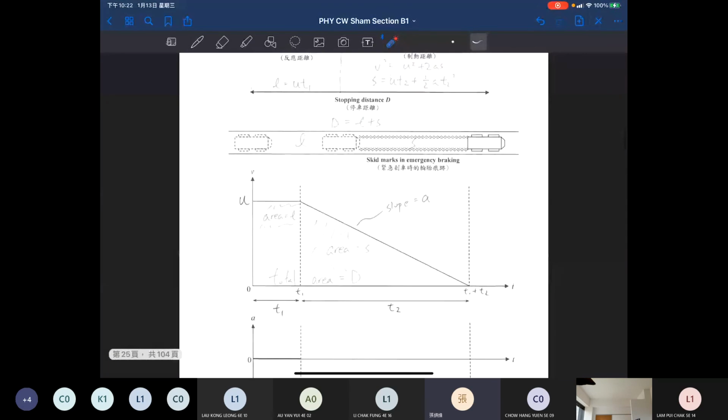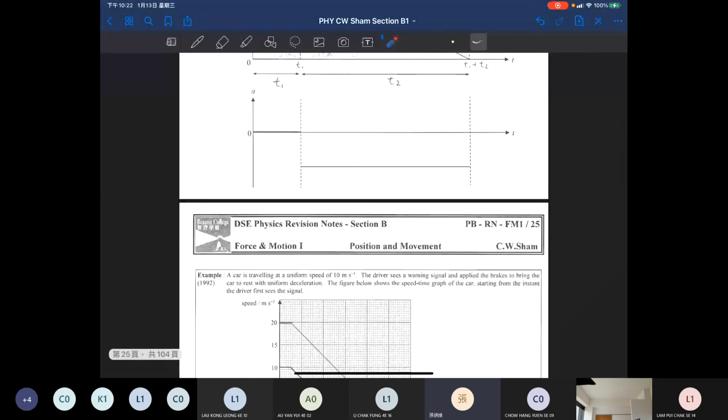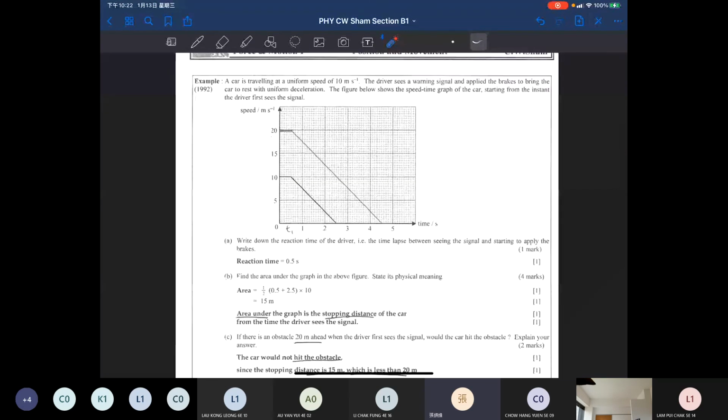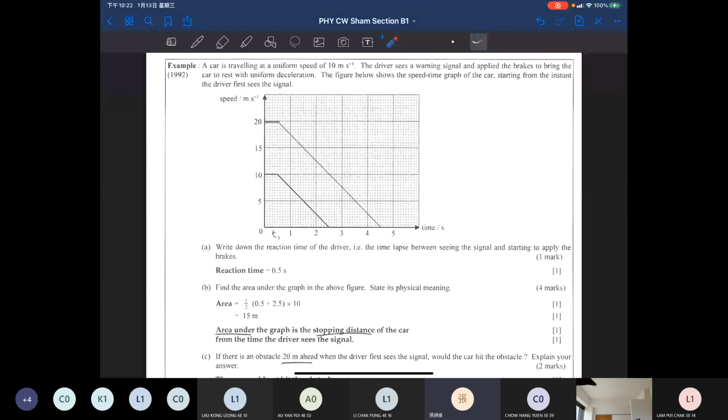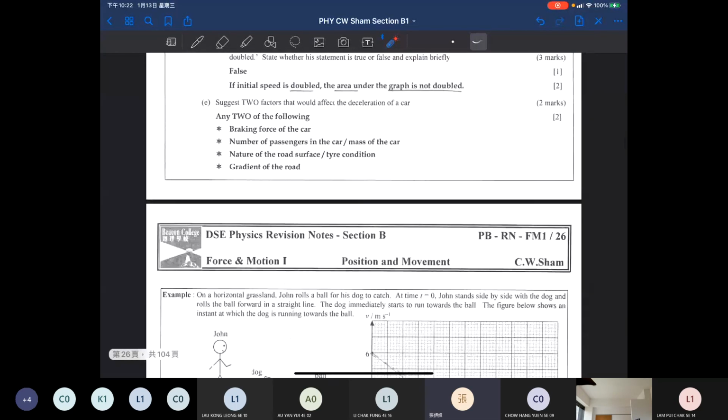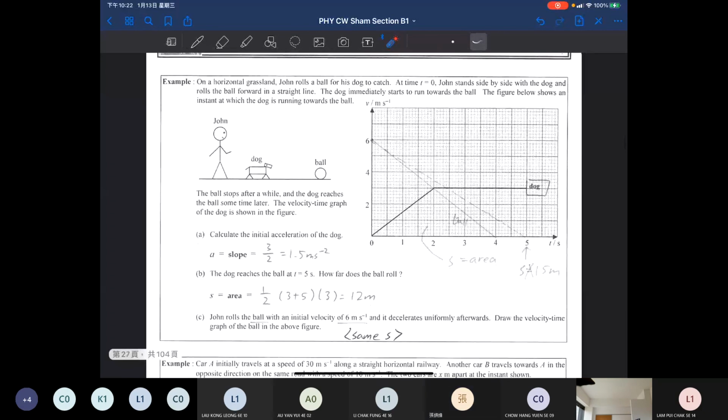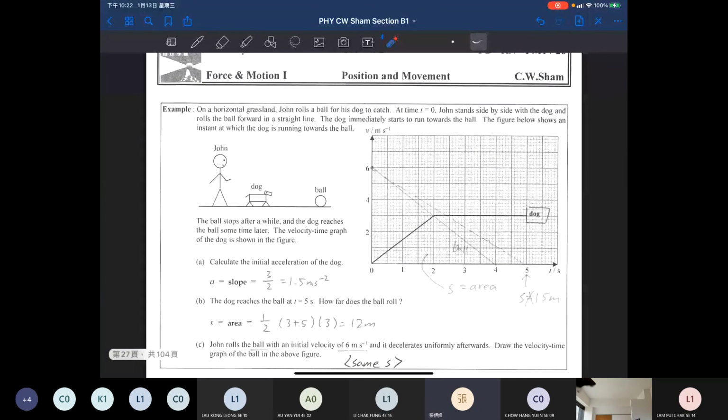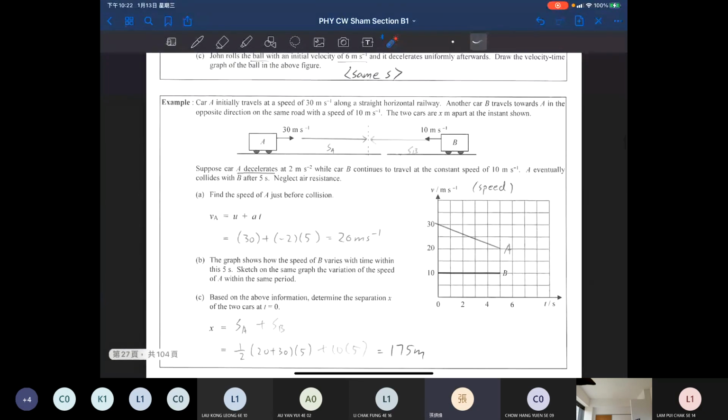But nowadays the concept of reaction time is not that important anymore. They haven't stated that you need to know this, so I just skip this part.